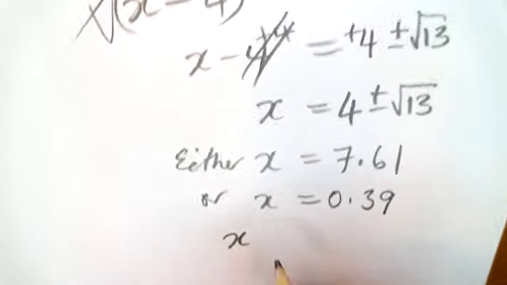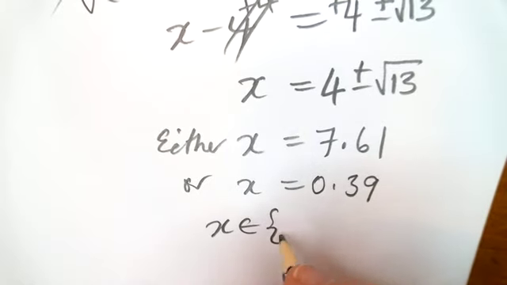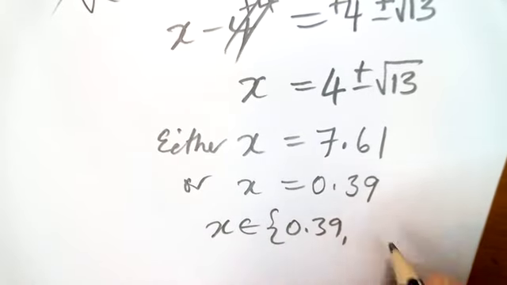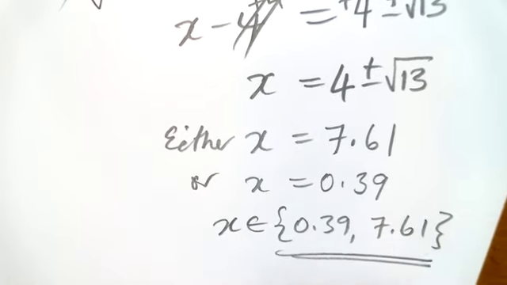And you could, I suppose, if you really wanted, write it in set builder notation. X is an element of smallest first, 0.39, comma, largest, 7.61. And that would be another way of writing it.